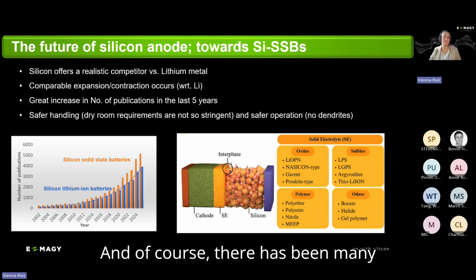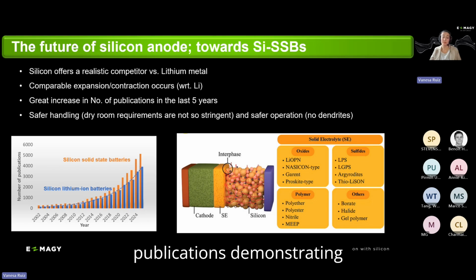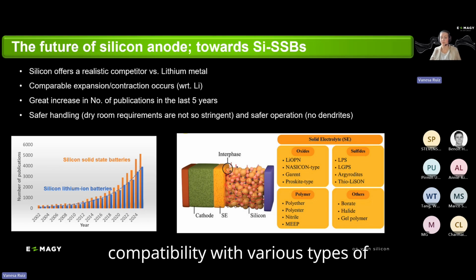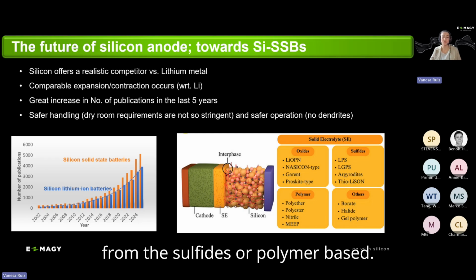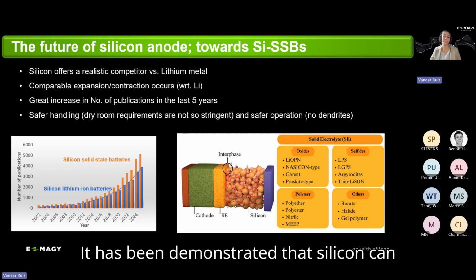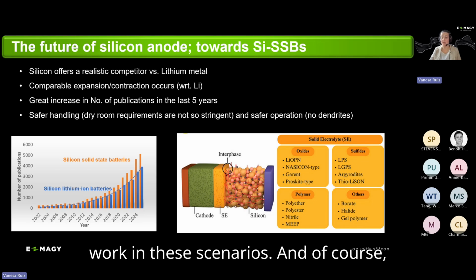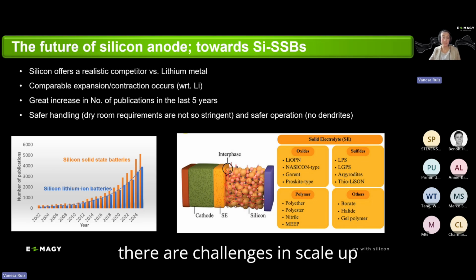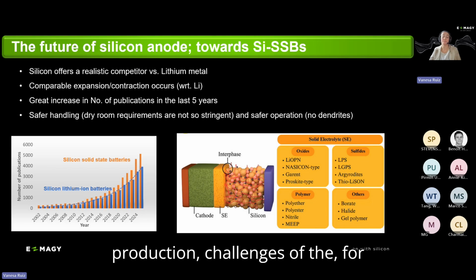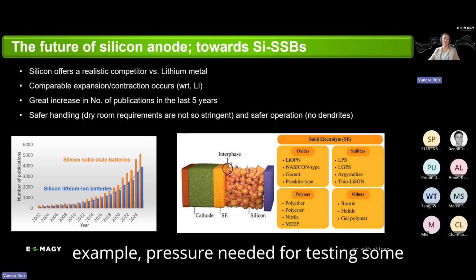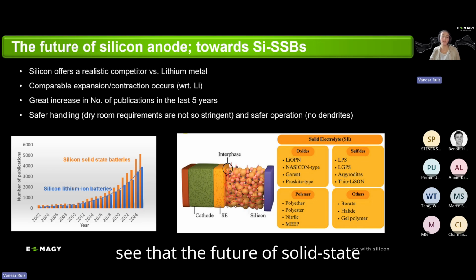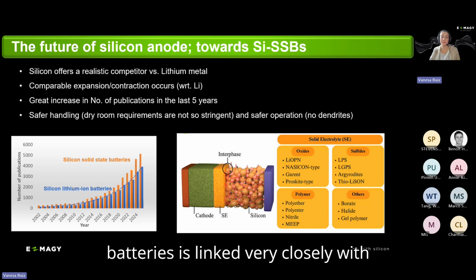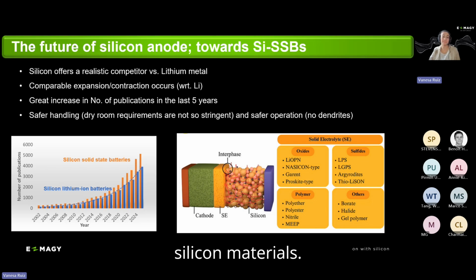And of course, there have been many publications demonstrating compatibility with various types of solid electrolyte chemistries, from sulfides to polymer based. It has been demonstrated that silicon can work in these scenarios. And of course, there are challenges in scale up production, challenges of, for example, the pressure needed for testing some of these solutions. But we can clearly see that the future of solid state batteries is linked very closely with silicon materials.